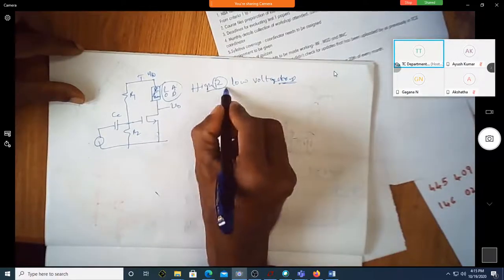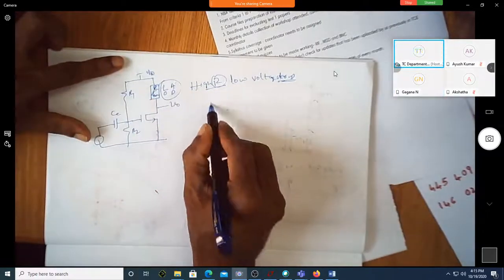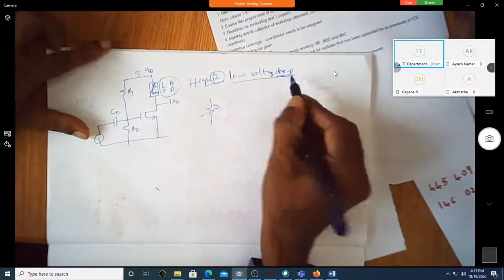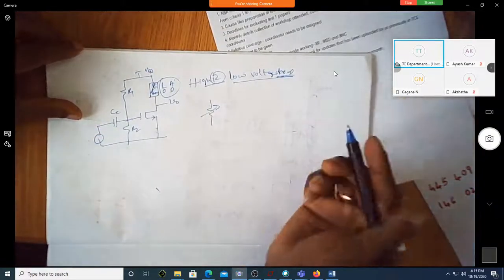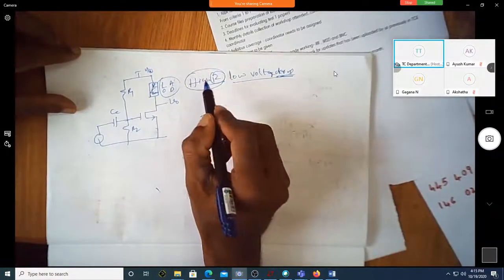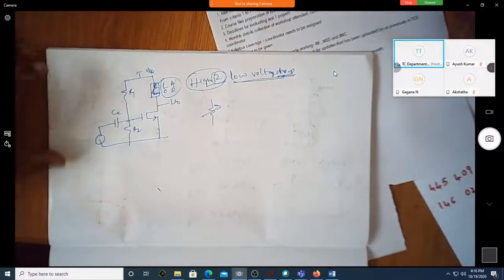Suppose if the resistance is more, the voltage drop will usually be more. Suppose instead of this load you put a resistor of larger value, what will happen? The voltage drop will also be more. So I need a different type of load which can offer higher resistance but consume lesser voltage.